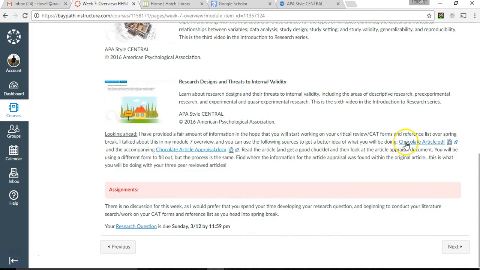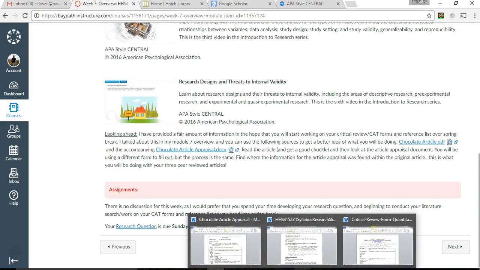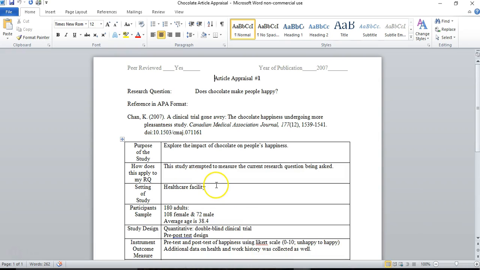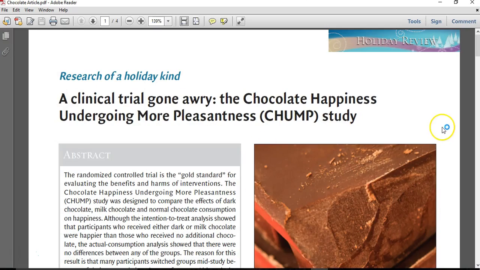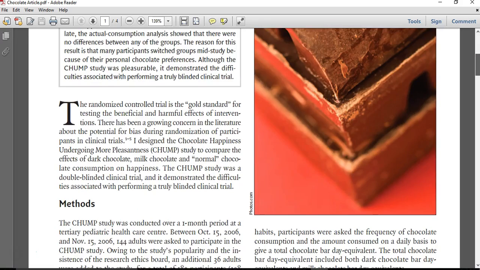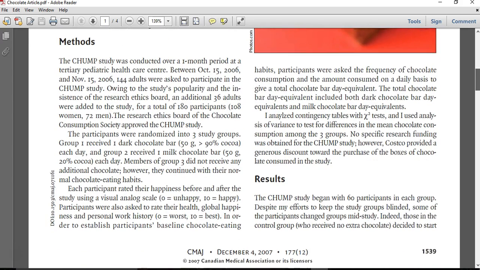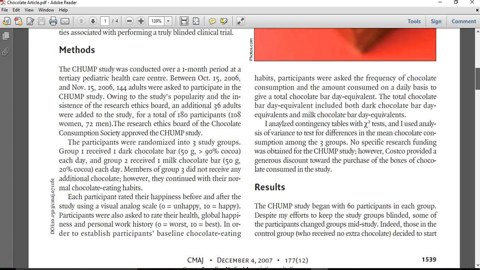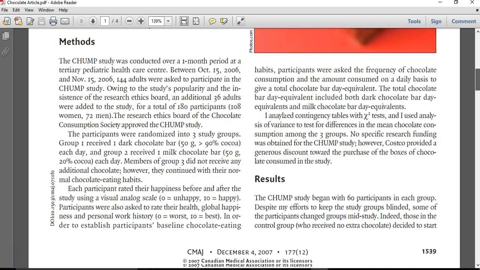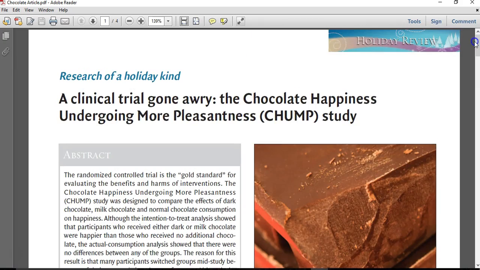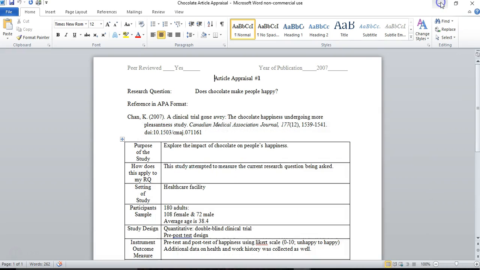But like I said, first what I want you to do is read through that article, read through the appraisal topic, and then look at where the information is coming from. So right here, participant sample. Actually go back into the actual article about the study and see where they're talking about this, because that's going to give you a good idea of the process that you're going to go through with your articles that you find.